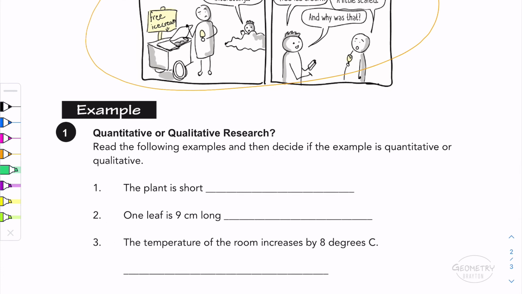Let's take a look at some examples, and we need to identify if it's representing quantitative or qualitative research. I'm going to abbreviate quantitative as QNT. And remember, this is numbers. And I'm going to abbreviate qualitative as just QL. And qualitative is observations. So the first one says the plant is short. Well, it doesn't give us an exact measurement of the plant, it just says that it's short. So I would say that's an observation, and that would be qualitative research.